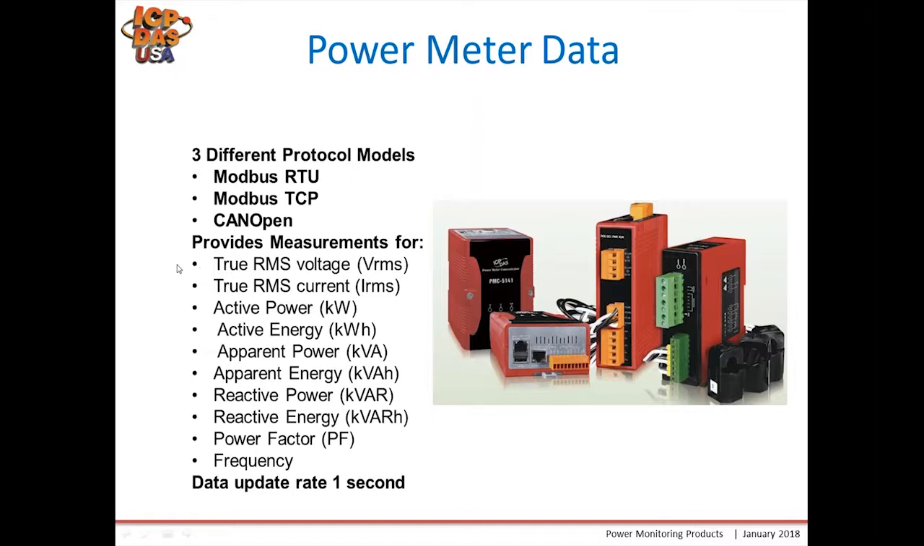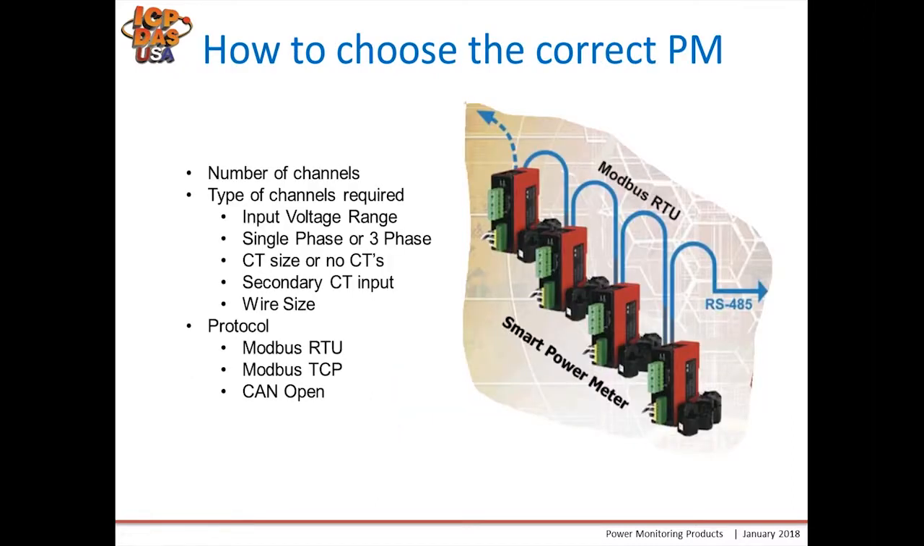How to choose the correct power meter for your application. First, you want to know the number of channels you're measuring, whether you want one channel or many channels. Then you need to know what type of channels are required. You need to know the input voltage range, whether it's single or three-phase voltage you're measuring. We'll go over CTs a little bit, but you need to know the CT size, whether you need a secondary CT, which we'll also go over shortly, and wire size. And thirdly, you need to know the protocol you want to communicate the data with, whether it be Modbus RTU, Modbus TCP, or CANopen.